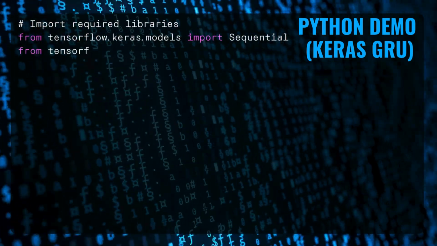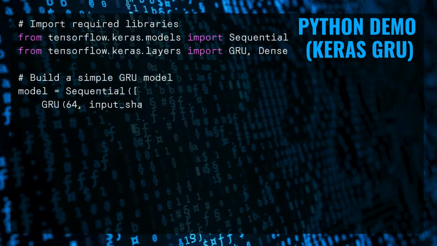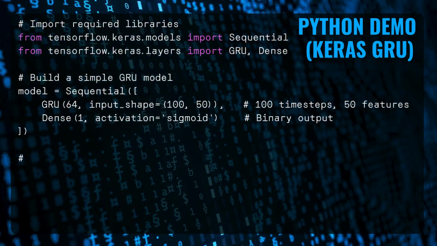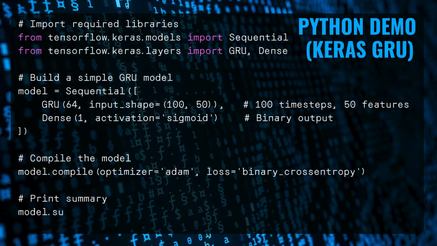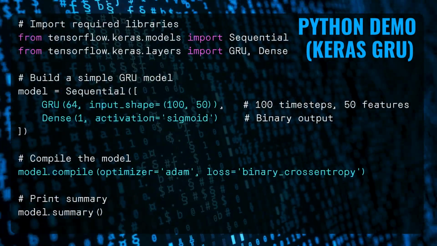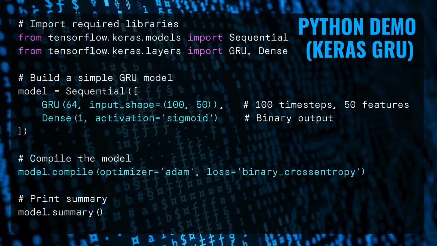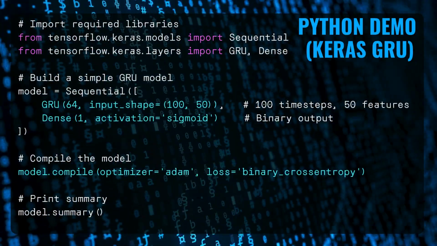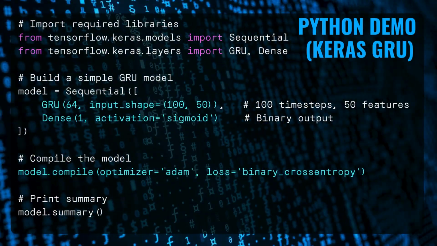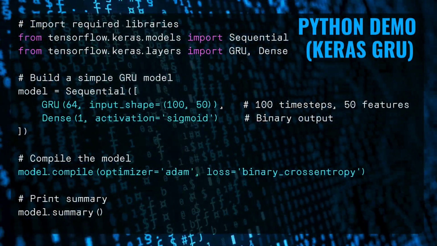Now, let's look at a quick Python demo. Here we're using Keras to build a GRU model. Notice how compact the code is compared to an LSTM. This GRU layer processes sequences of 100 time steps with 50 features each, and predicts a binary output. Just like LSTMs, but with fewer computations.